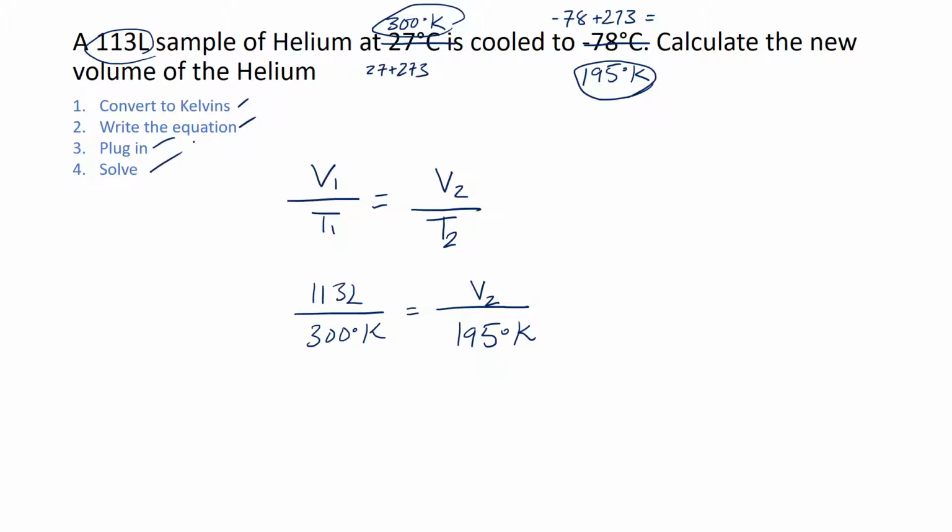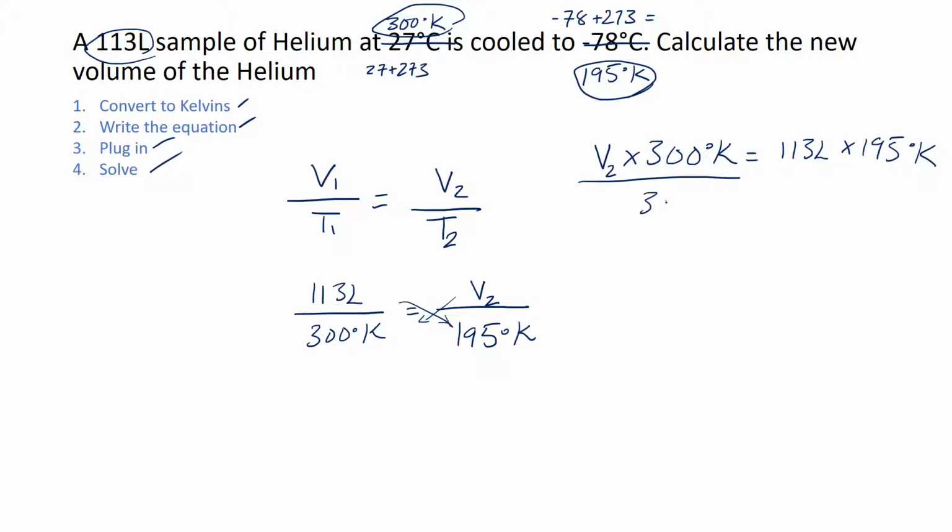All right, now all we've got to do is solve. So I like to do a little cross multiply first. That's just the way I live. I could just multiply both sides by 195, but I like to cross multiply. So V2 times 300 kelvins is equal to 113 liters times 195 kelvins.